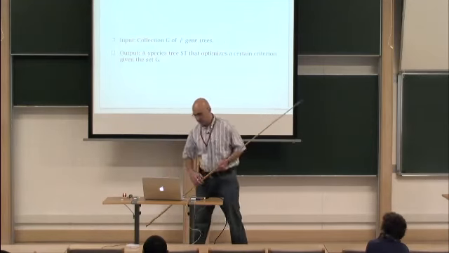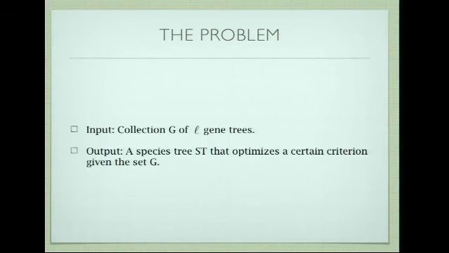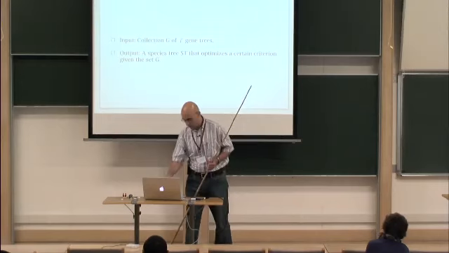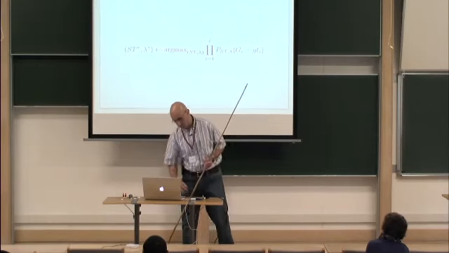So the problem is really a collection G of L gene trees, and we are interested in a species tree that optimizes certain criterion given that set G. Okay? So the issue here is what kind of criteria? And there have been lots of them. I'm not going to go through all of them, but I will go through the probabilistic one and the parsimony one that are based on this concept of coalescent histories.